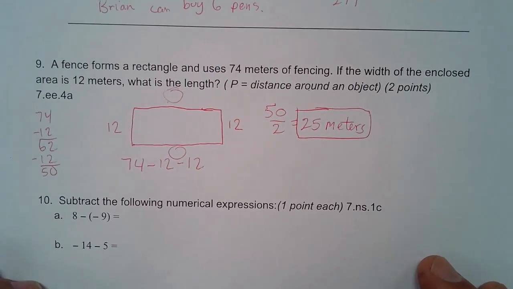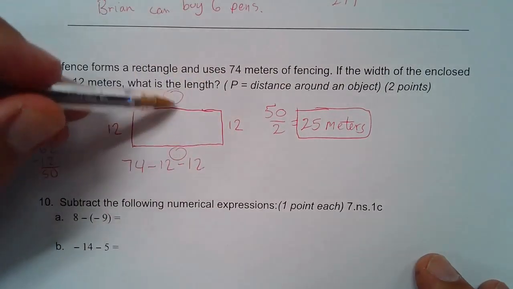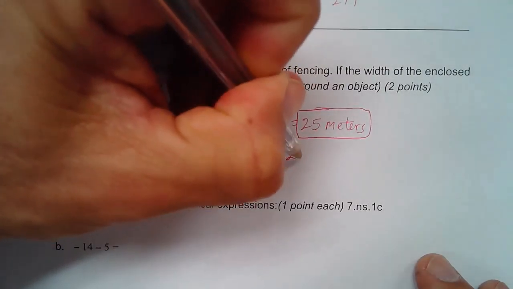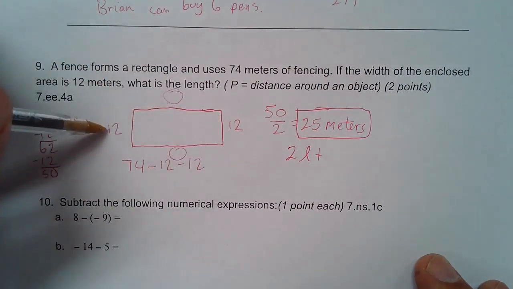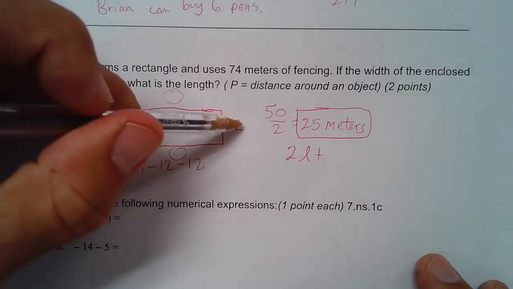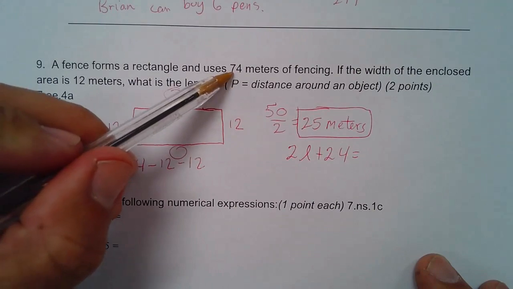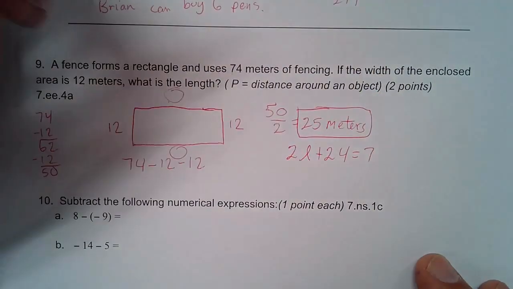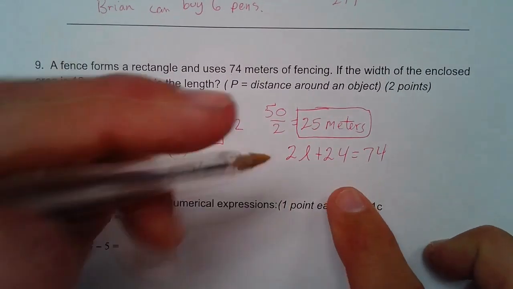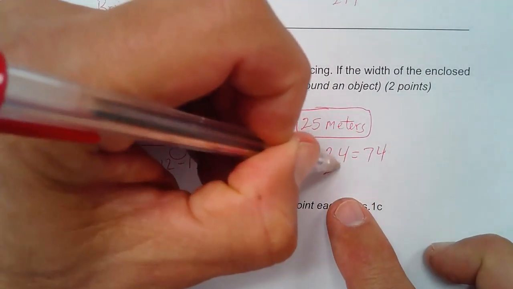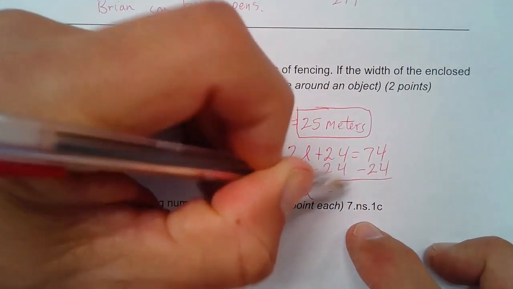Just to make sure you understand this as well, we can make a two-step equation. So 2 times the length, plus 2 times the width, which I'll just call this 12 plus 12 is 24. That equals our total of 74. So if we set up an equation like this, we would subtract 24, and we get 2 times the length equals 50.